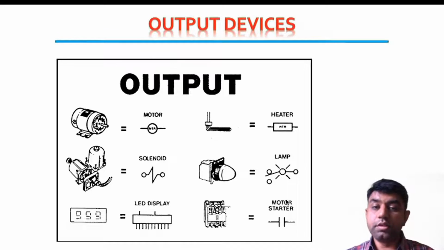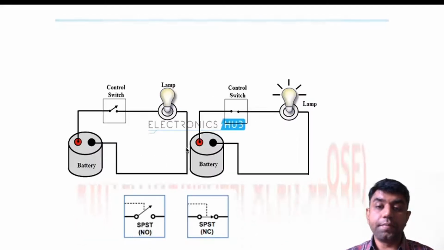Now, as per the sensing devices, we need to operate something. So the things which are getting operated are our output devices. Output devices may be a motor, a heater, lamp, starter motor, LED displays, or a solenoid motor. These are the things which are required to be operated.